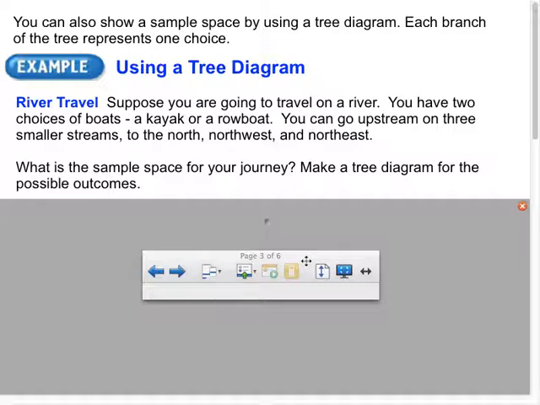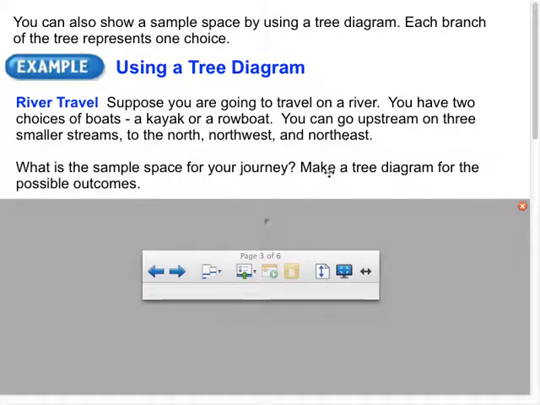Now listen, I already explained the counting principle to you. So let's figure out how many different combinations we have. First of all, how many different boats can we choose from? 2. How many different routes can we go? 3. So how many different combinations do we have? 6. 2 times 3, 6.